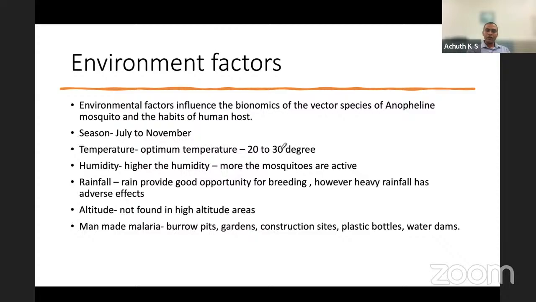partial rainfalls and very cool temperature, not very high temperature during July and November. It stays hardly between 24 to 31 or 32. But the rain during this temperature causes higher humidity. And if the humidity is higher, mosquitoes are more active.